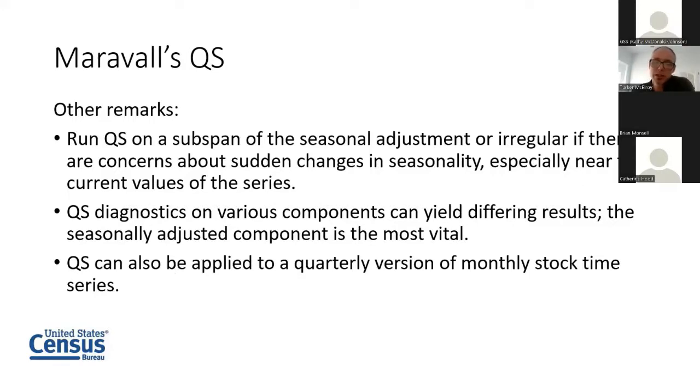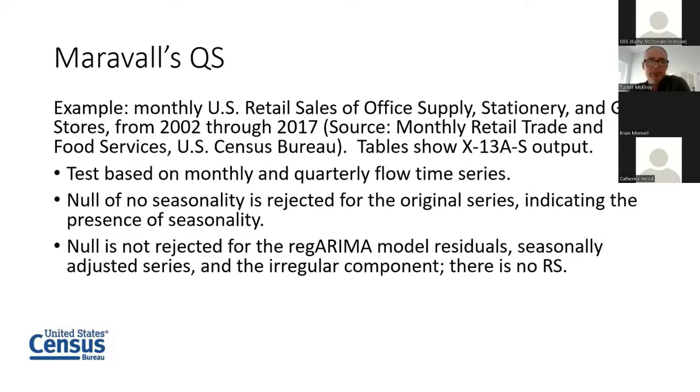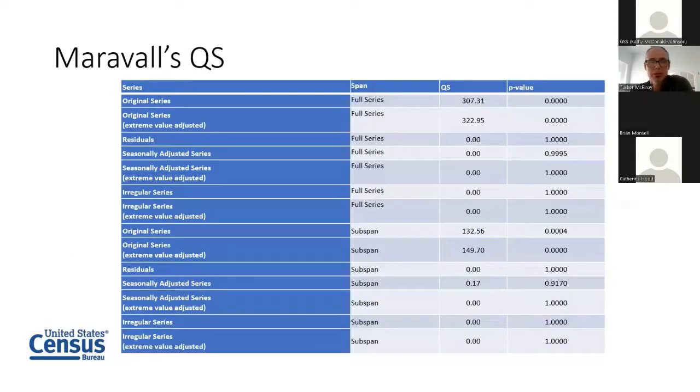Now, the QS diagnostics on each of these components, such as the irregular, the seasonal adjustment, and so on, could be different. Typically the most important component to focus on is the seasonally adjusted component. Same example as before, just applying this QS. In this case, the null of no seasonality is rejected, so there is seasonality in pretesting. And then secondly, examining the residuals, we get a failure to reject, which says the seasonal adjustment is adequate.